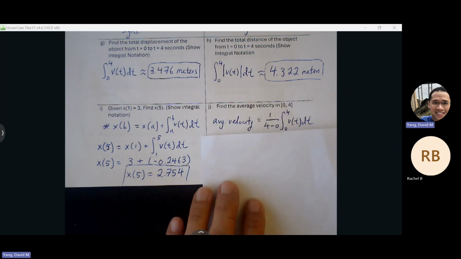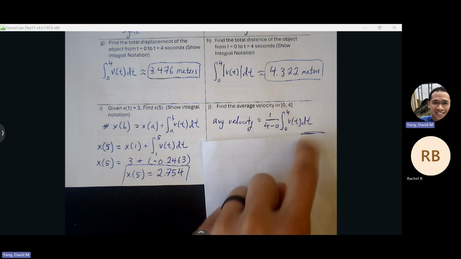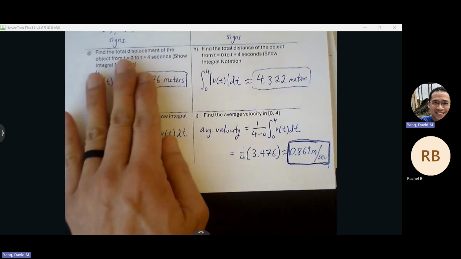Average velocity, so make sure you know the average value theorem. 1 over b minus a, integral from 0 to 4, v of t dt. So this enters into your calculator, divide by 4, and your units of measure is back to be in terms of meters per second.